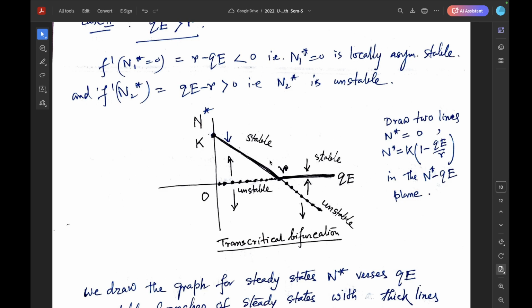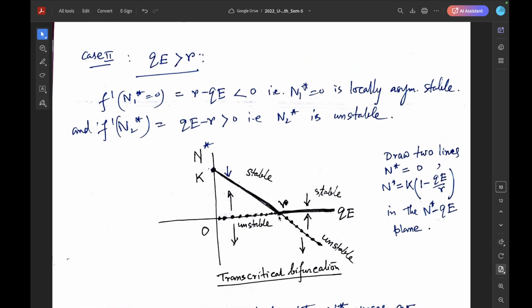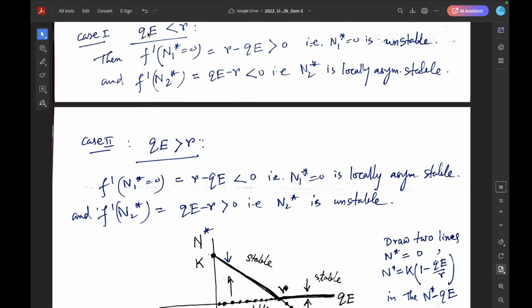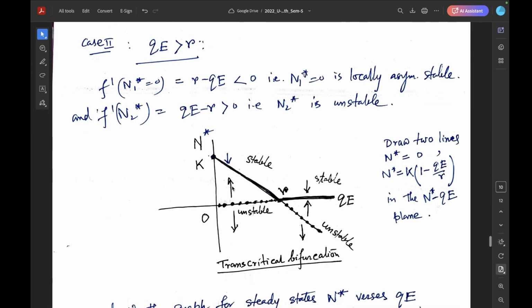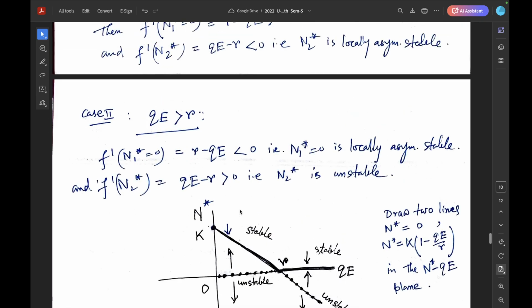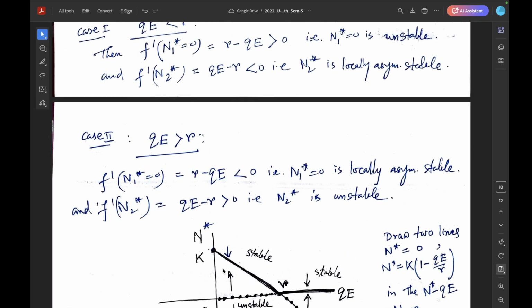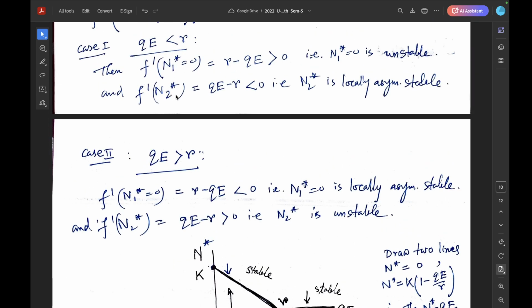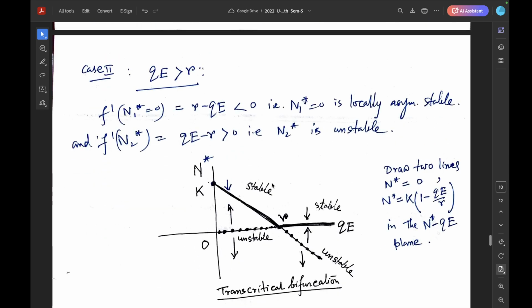We can easily draw this. Now, this point is R. Case 1, QE less than R: when QE is less than R, then N1 star is unstable. So this line is unstable, and for unstable we put dots here. So N1 star is unstable, and N2 star is locally asymptotically stable.